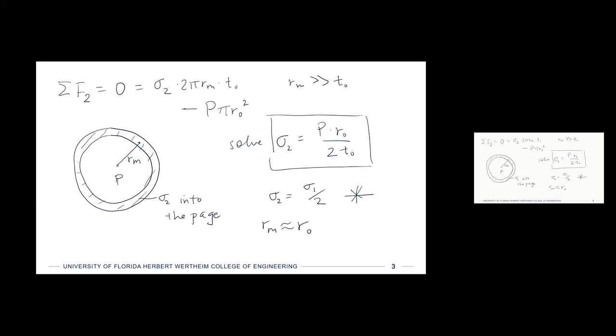Question? Was the minus p pi r naught squared term assuming there's a cap on the end? Yeah, so this is an enclosed cylindrical tube. So that's the pressure on the inside face? Yes. And it's equating to the pressure in the radius. Yep. Cool. Thank you. All right, other questions right now? Okay.